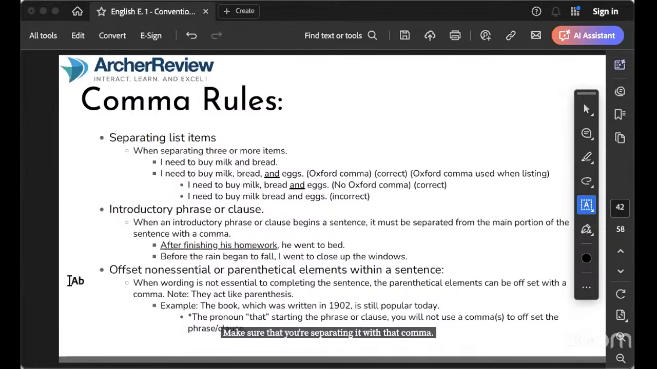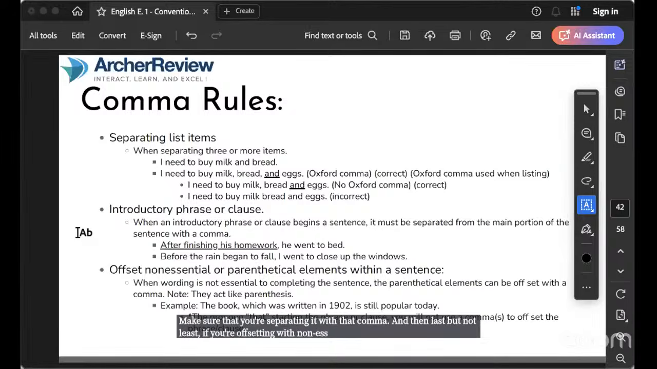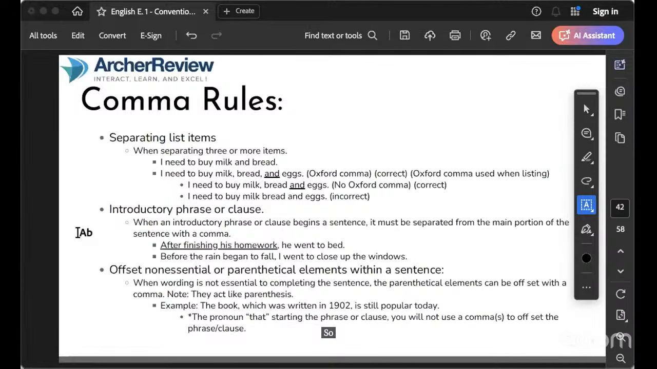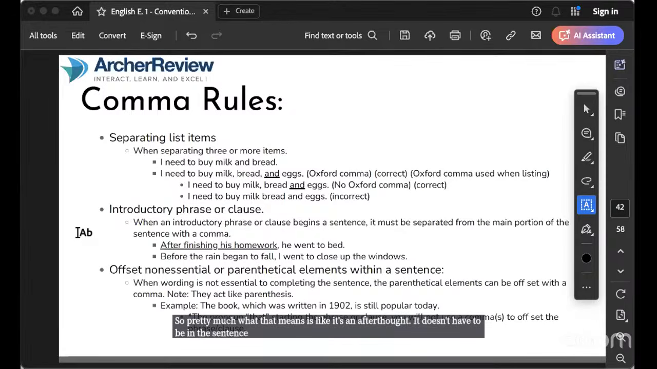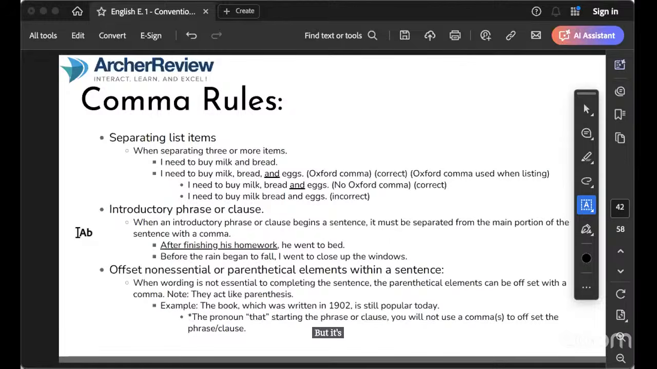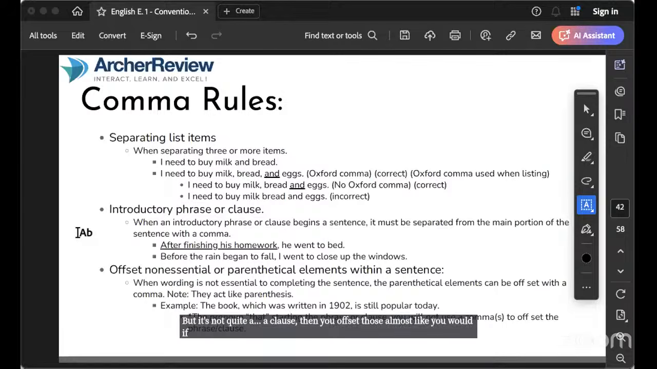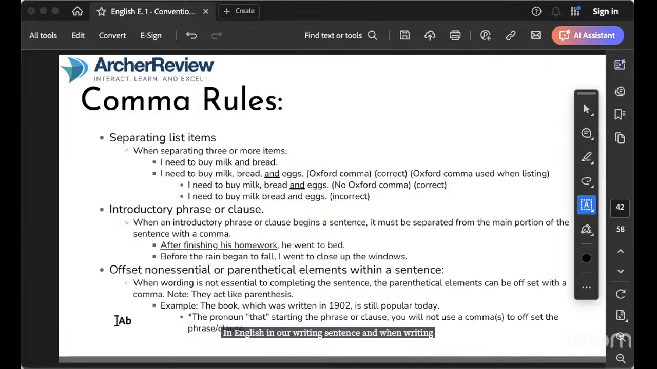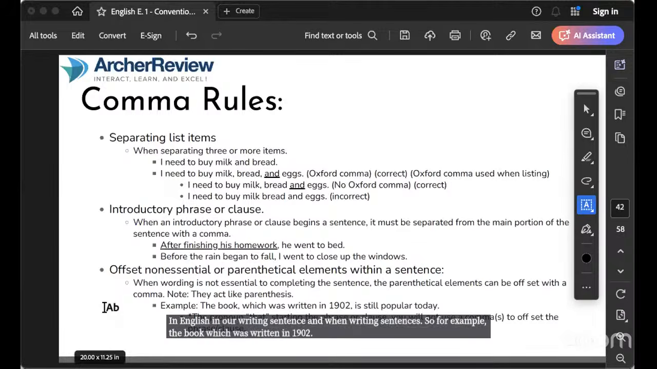And then last but not least, if you're offsetting with non-essential or parenthetical elements, so pretty much what that means is it's an afterthought. It doesn't have to be in the sentence for the sentence to make sense, but it's not quite a clause. Then you offset those almost like you would if you were using parentheses, but instead of parentheses, we use commas when writing sentences. So, for example, the book, which was written in 1902, is still popular today.